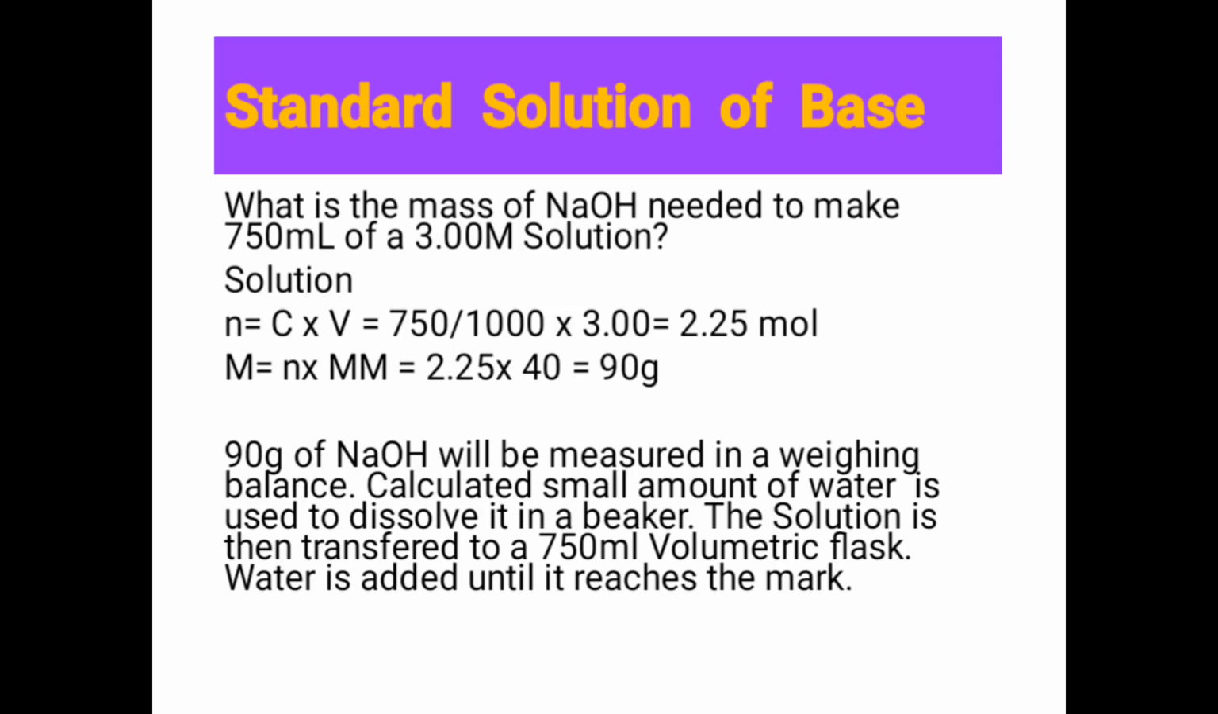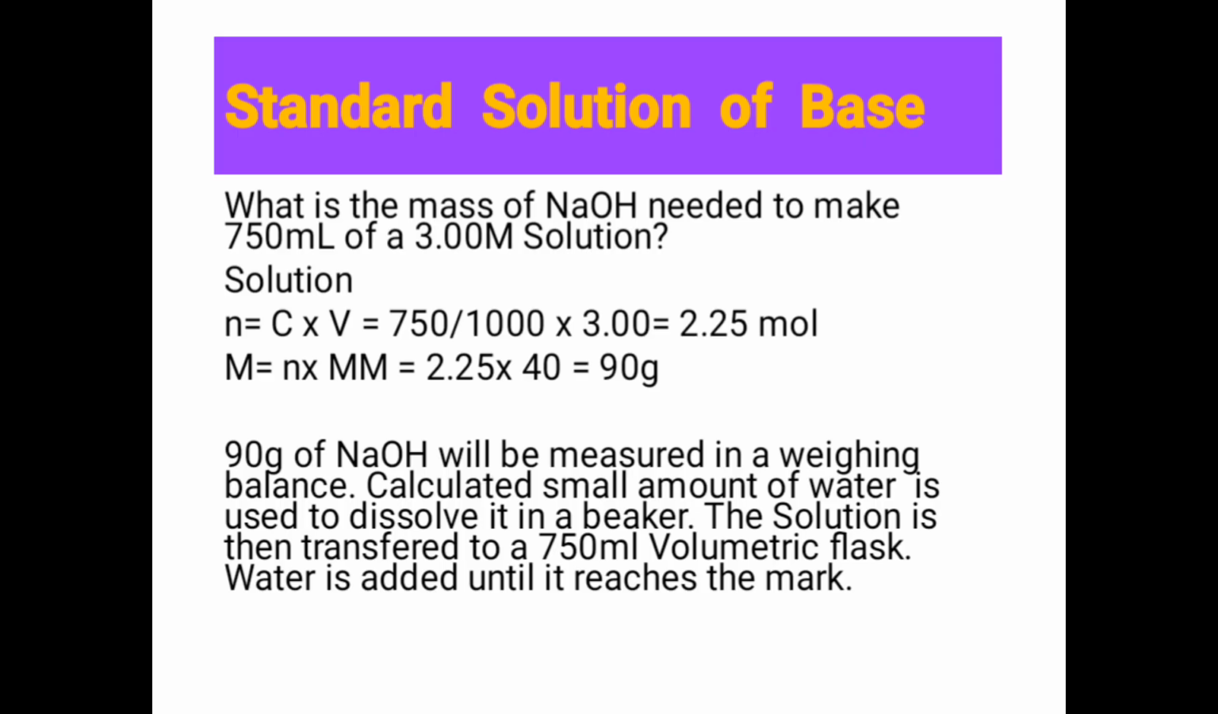Then by the time you add 700 ml of water to it, you stir together, and then you transfer to the volumetric flask. By the time you transfer to the volumetric flask, you are left with 50 ml. With 50 ml of water, you now add that 50 ml until it reaches the mark. So that means you have prepared that solution generally.